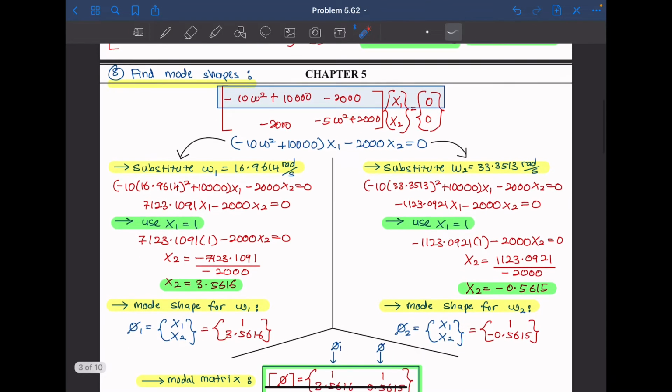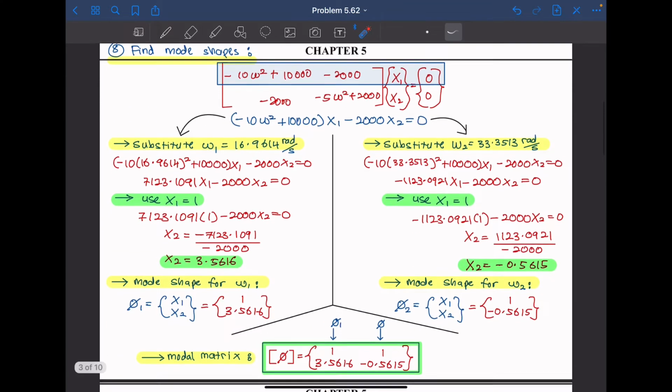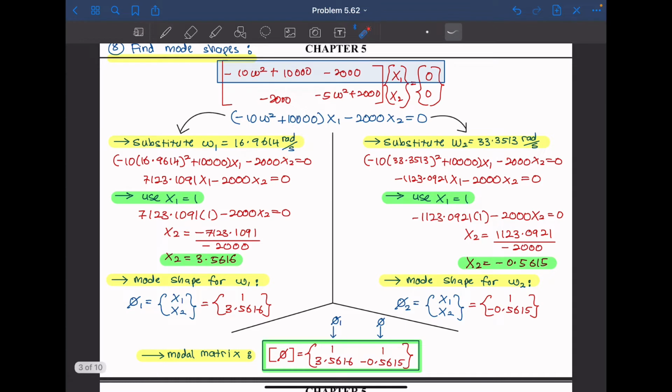Then I want to find the first mode shape, so I use omega 1. I want to find the second mode shape, so I use omega 2. So now, using omega 1, I substitute omega 1, 16.9614, into this omega here. So I'll get 7,123.1091 times x1 and then minus 2,000 x2.